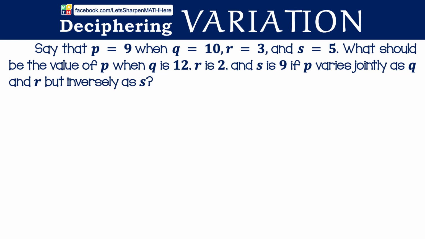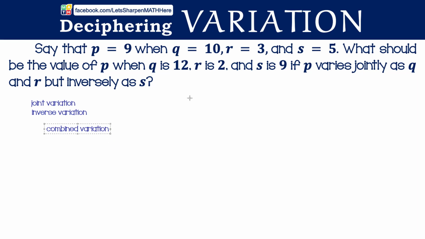We cannot jump into any decision as to what type of formula we'll be using here because you need to understand how this problem is being stated. In the last part of this problem, it is stated that if P varies jointly, that would mean it's an example of a joint variation. However, it's not yet done because you only have jointly as Q and R, but inversely as S. So we have joint and inverse variation at the same time. If you have examples like this, it automatically falls to a combined variation.